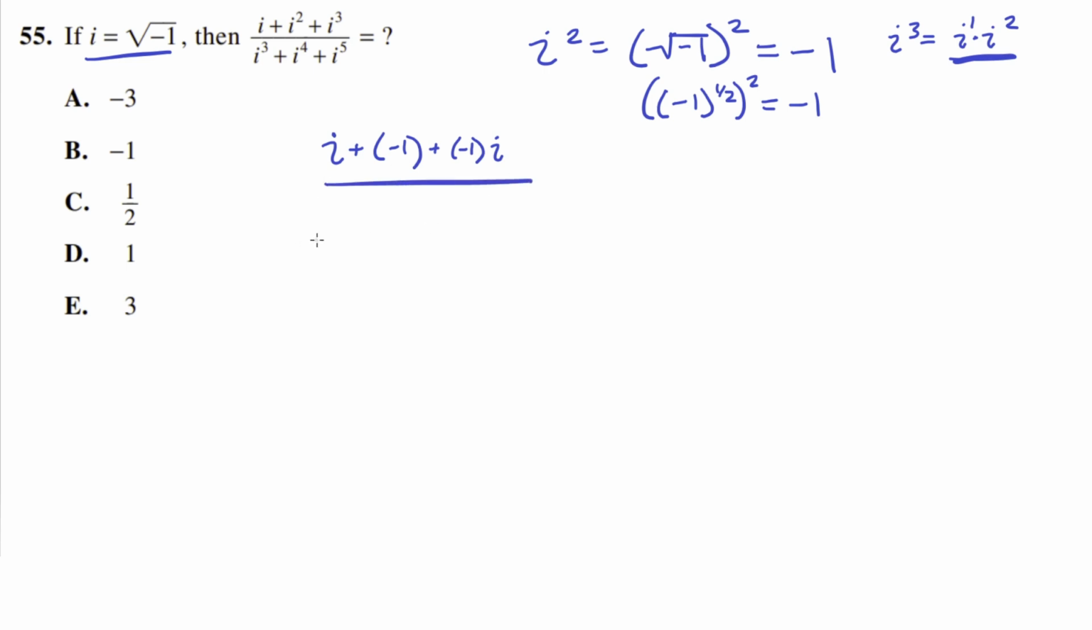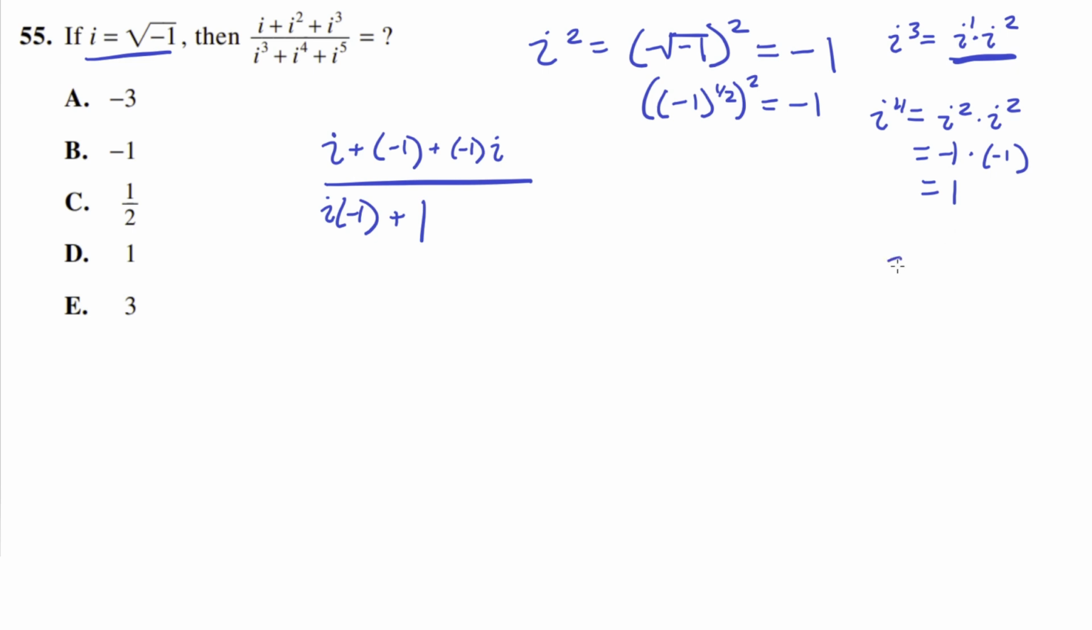Now let's go to the denominator. So we know from up here that i cubed is just i times negative 1. And then i to the fourth. So i to the fourth is just equal to i squared times i squared. 2 plus 2 is 4. And we know that i squared is just negative 1. So this is just equal to negative 1 times negative 1. And that's just equal to positive 1. So we can just put a positive 1 here.